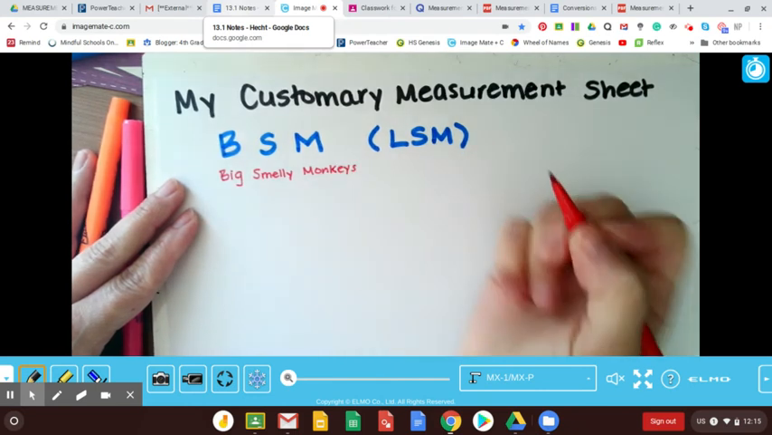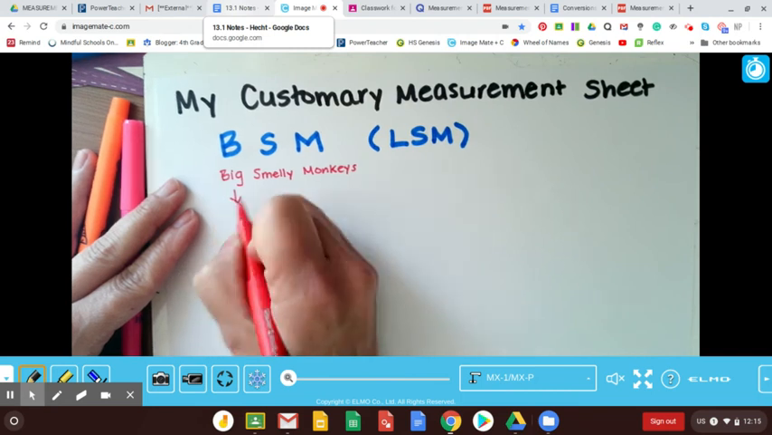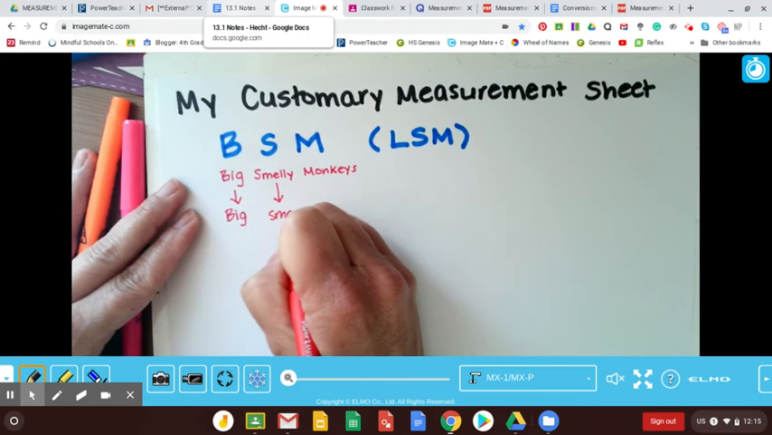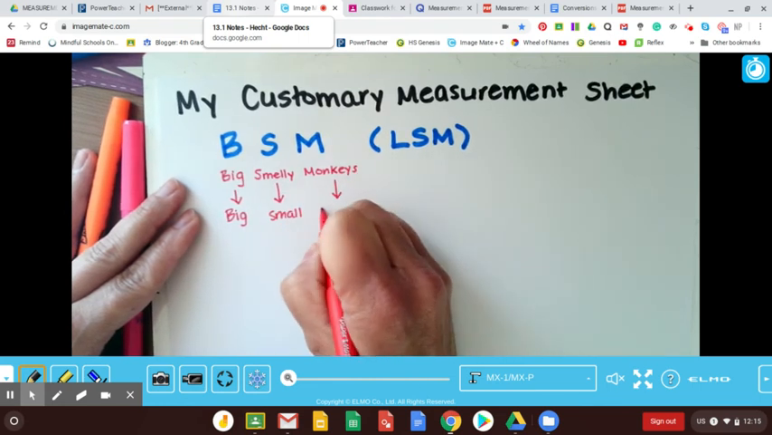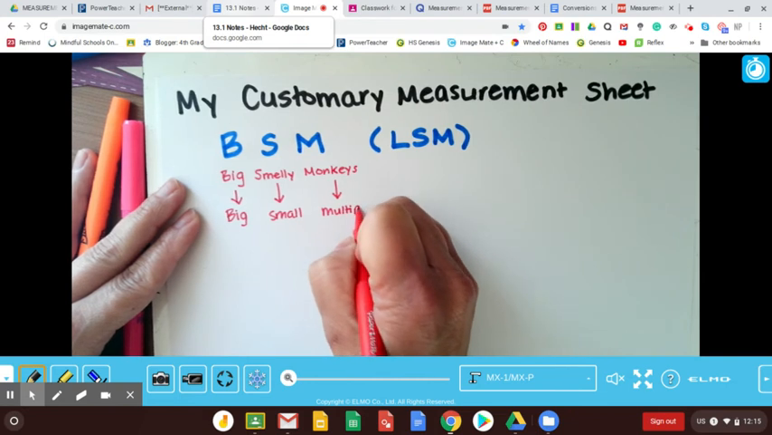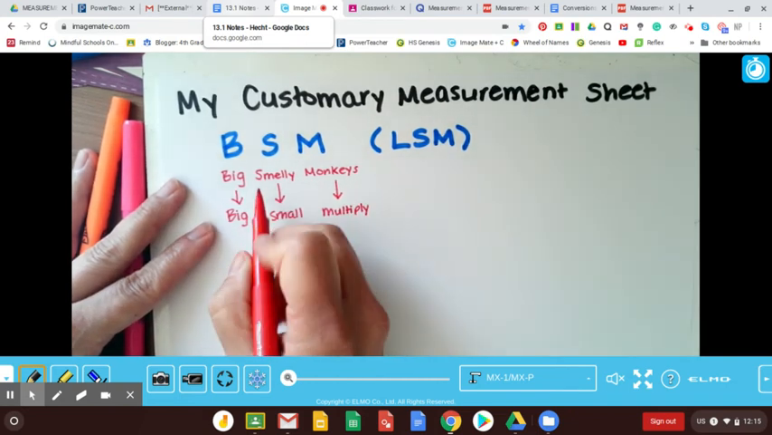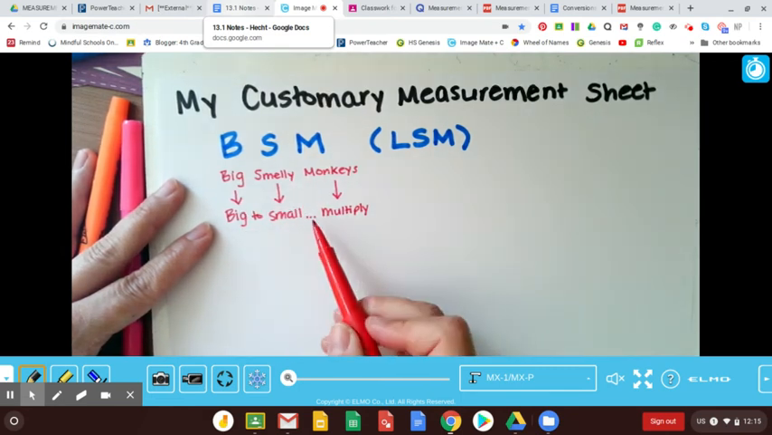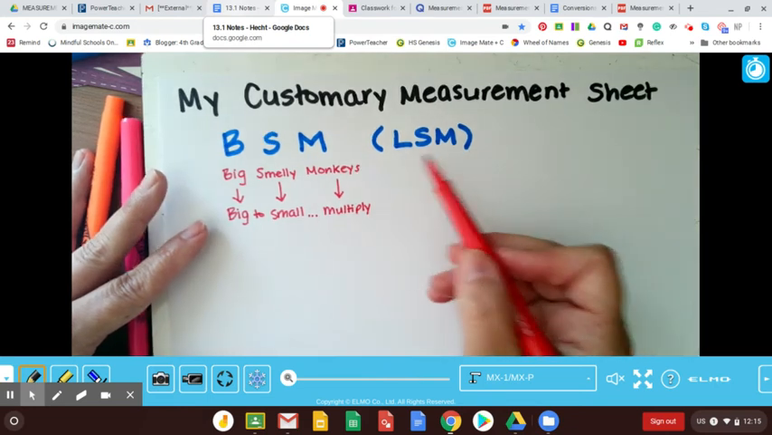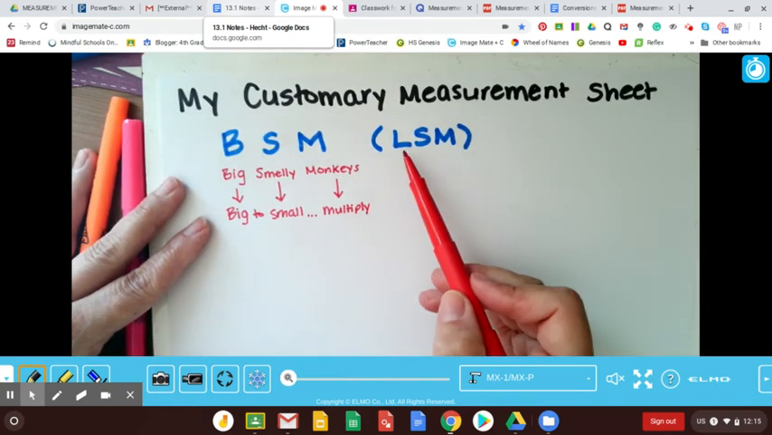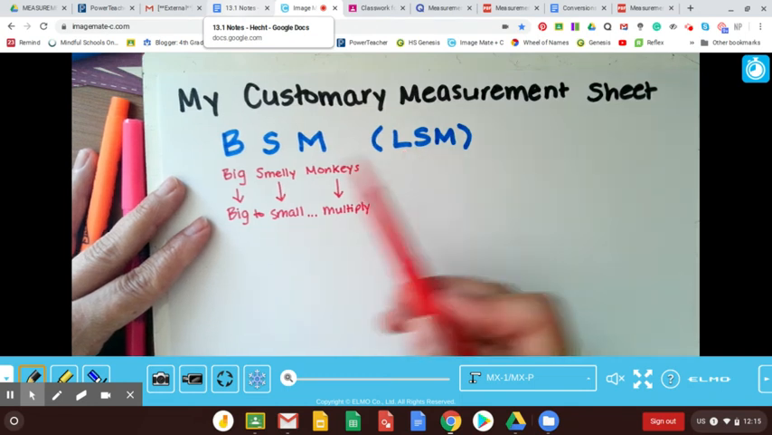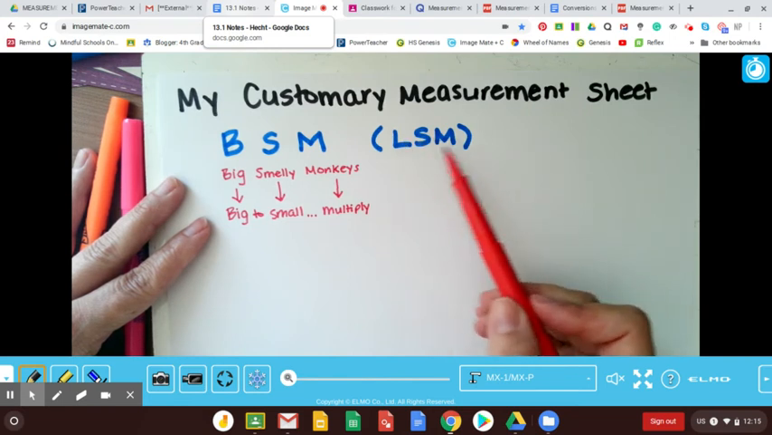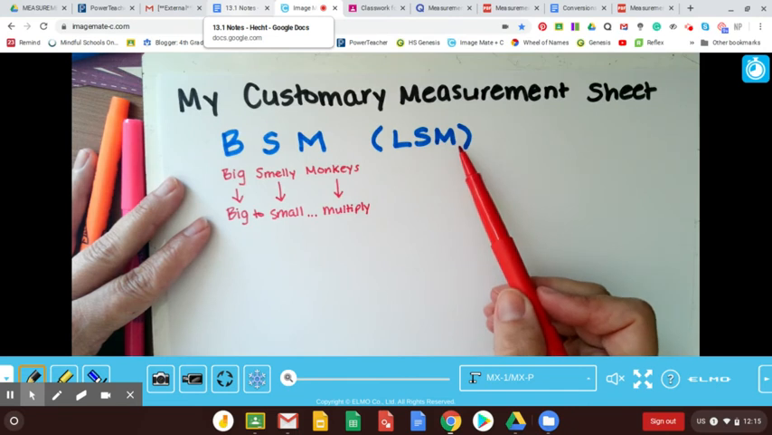Big, smelly monkeys. Now, really what it stands for is if you're going from a bigger unit to a smaller unit, you are going to multiply. So we can remember that. Big smelly monkeys. Big to small, multiply. Some people, instead of saying big, use the word large. And I kind of go back and forth. So I also want you to think of an acronym for LSM, large to small, multiply.